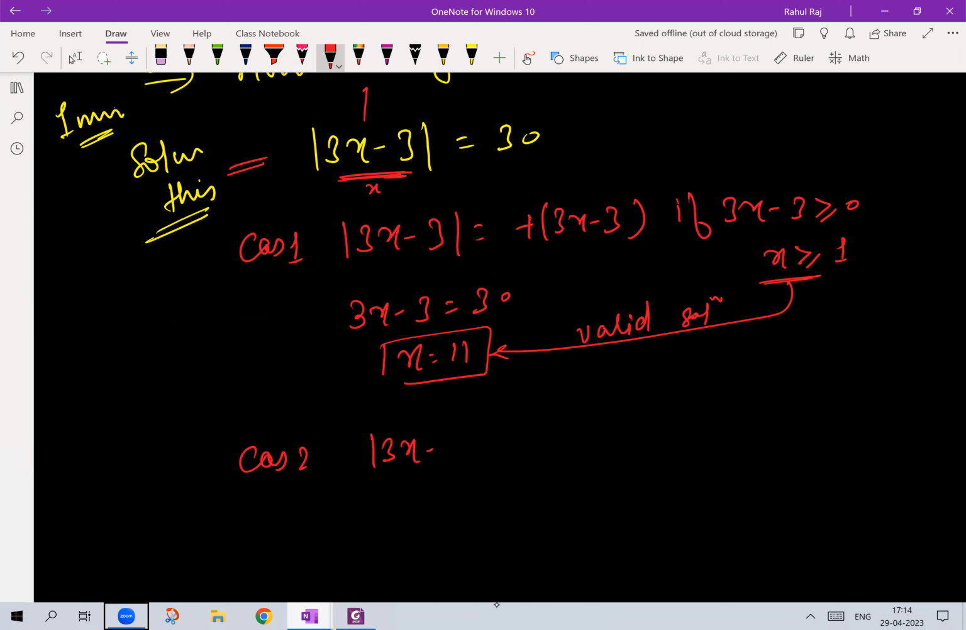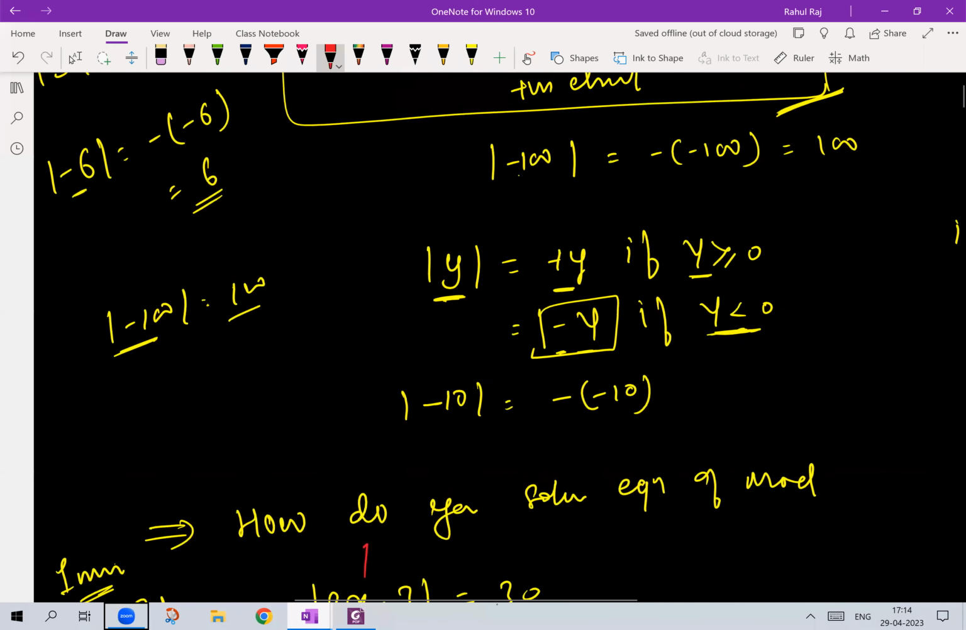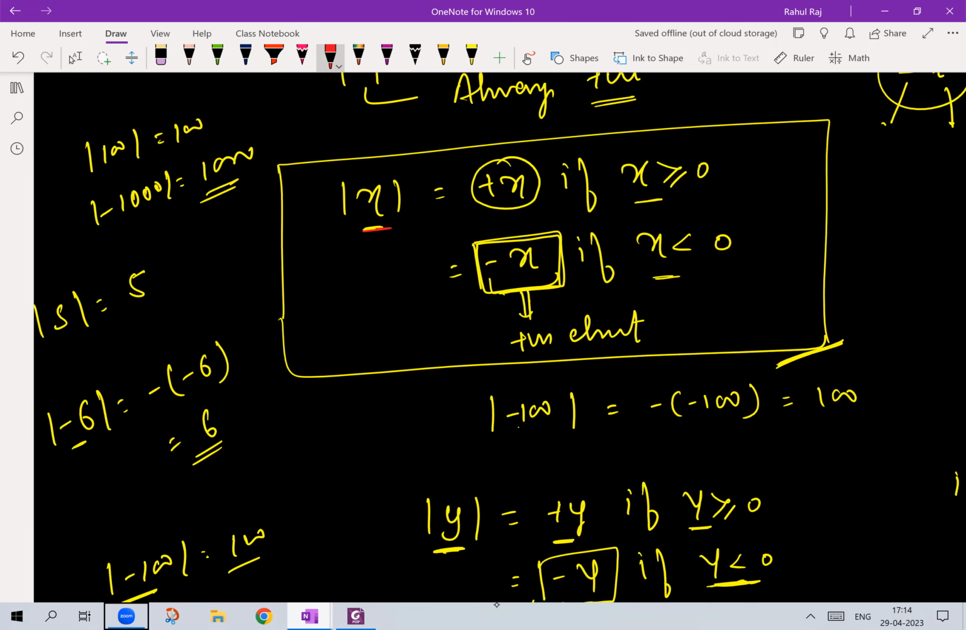Mod of 3x minus 3, that is mod of x, is equal to negative x, so negative of 3x minus 3, if 3x minus 3 is less than 0. I'm doing nothing, I'm straight away solving this equation with the help of the definition.